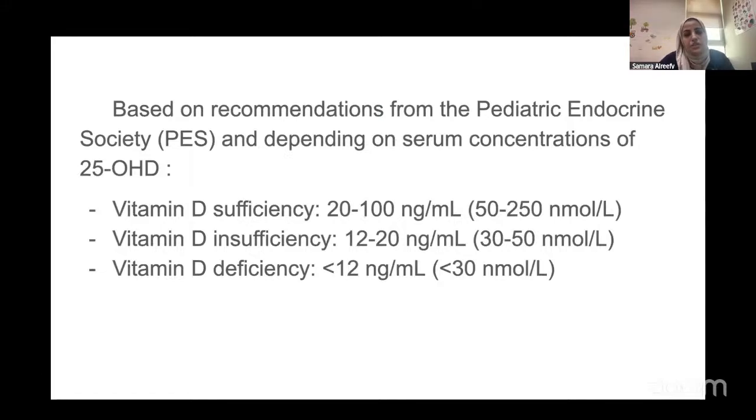Based on the recommendations from the Pediatric Endocrine Society, the deficiencies are divided into 3 forms. Severe deficiency is a level of less than 12 nanograms per milliliter, insufficiency is 12 to 20, and sufficiency is 20 to 100. So when we are supplementing vitamin D, we are aiming at sufficient levels, meaning any 25-hydroxyvitamin D level of 20 or more. That's our main aim.